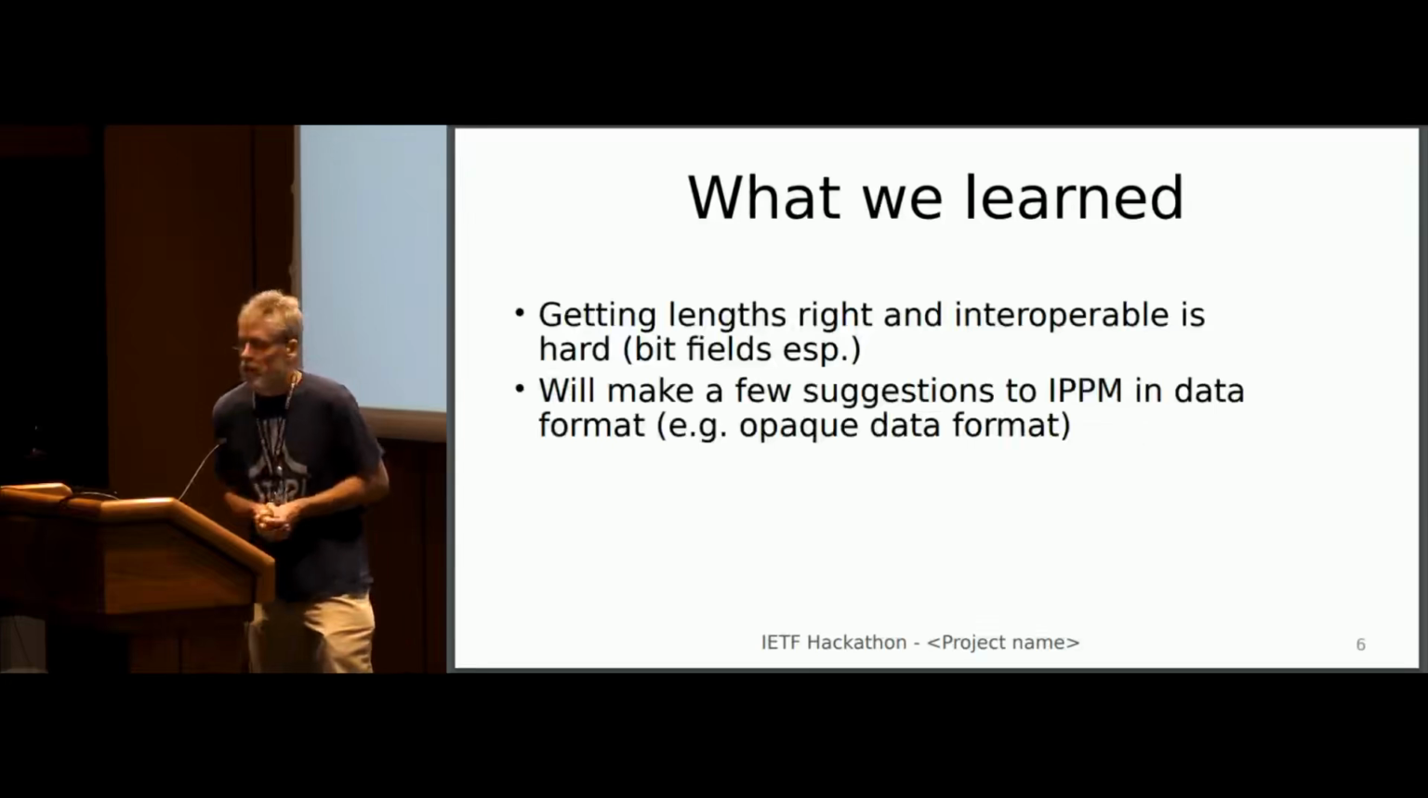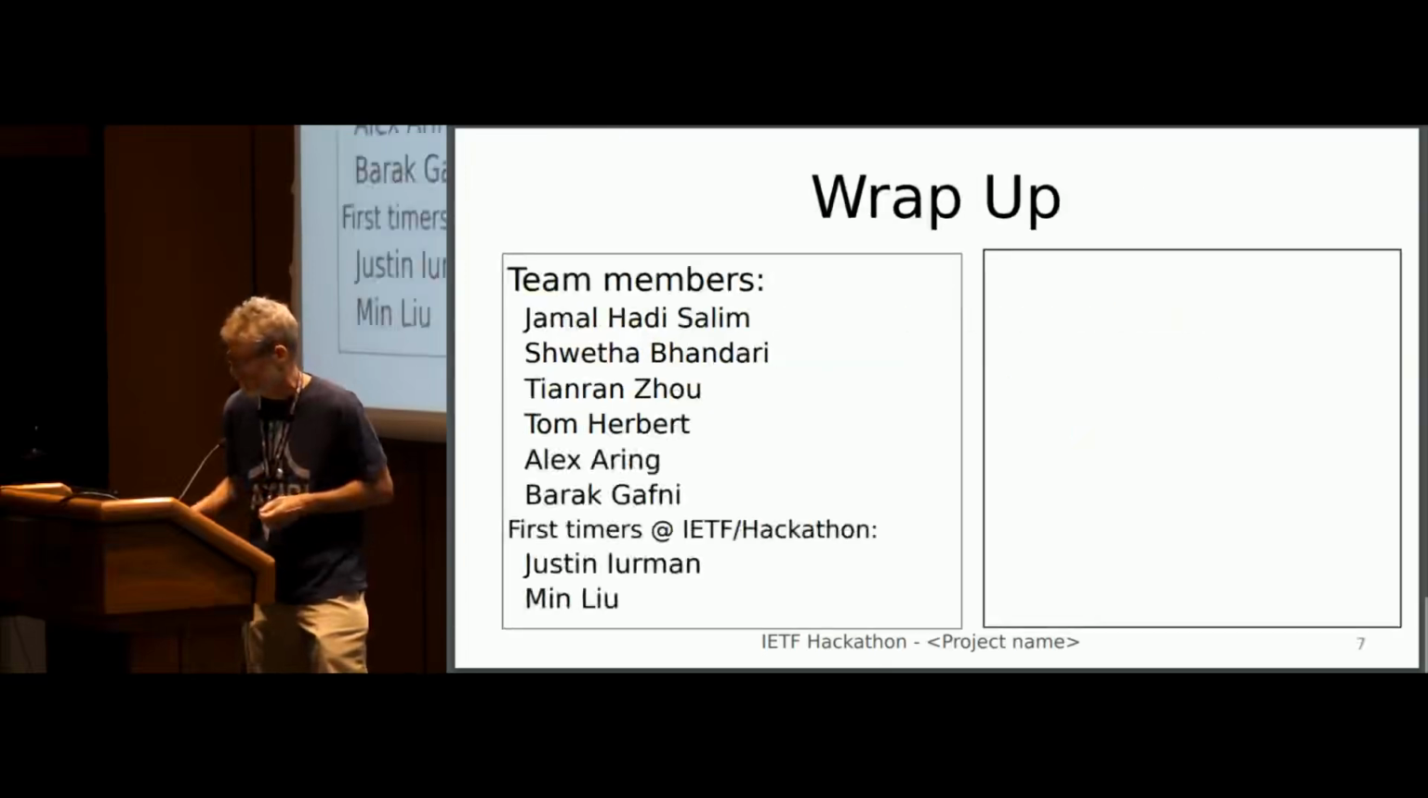So we did learn a few things, particularly trying to get things to interoperate. Getting the lengths right when we're parsing fields, particularly fields that hold lengths that correlate to other lengths. That was kind of interesting. Bit fields don't make things easier in this regard, especially when they're split across byte boundaries. And we also have a few suggestions to IPPM, particularly in some of the data formatting, opaque data format, for instance. It's a lot easier to deal with fixed fields than variable length data in this regard, so we probably have some good feedback on that.